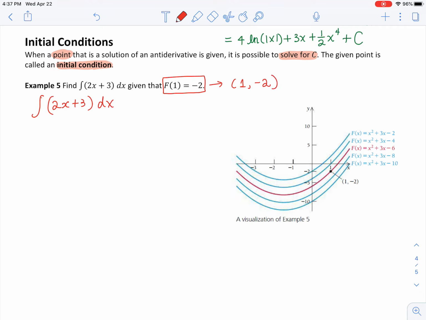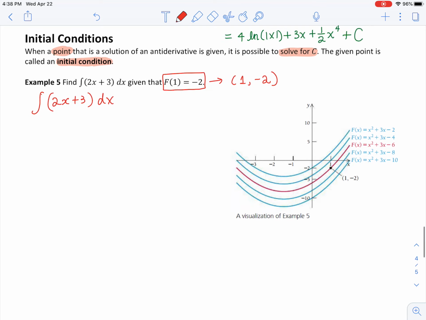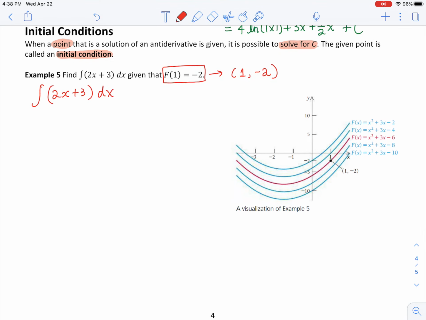Given that, oh, look at that. This is the initial condition they're giving you: f of 1 equals negative 2. What are they saying? x is 1, y is negative 2. This is their initial point. This is the initial point they're giving you.